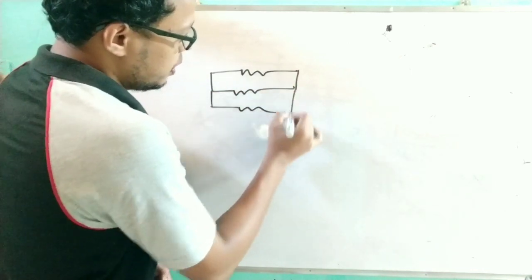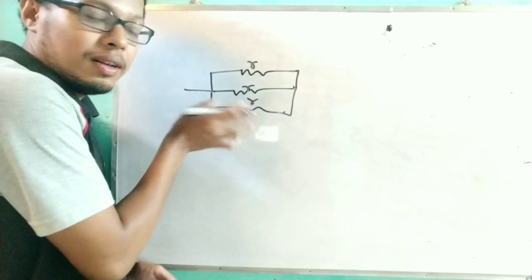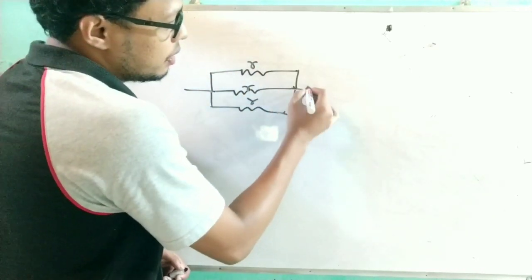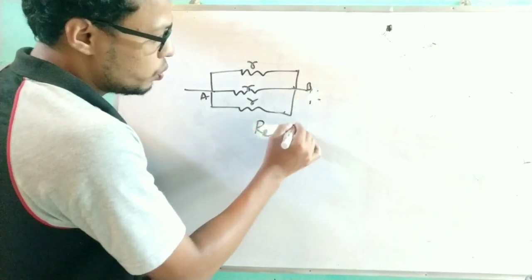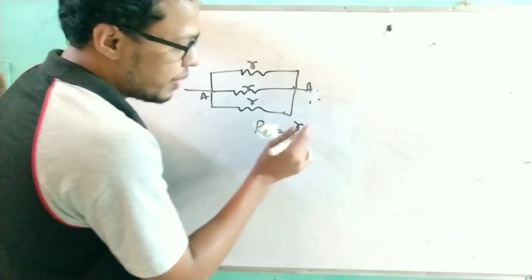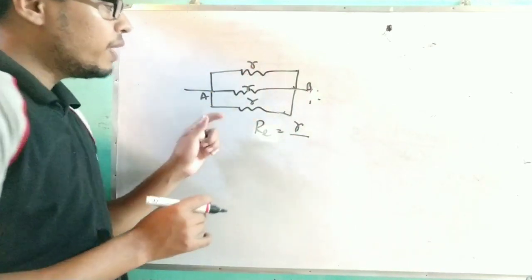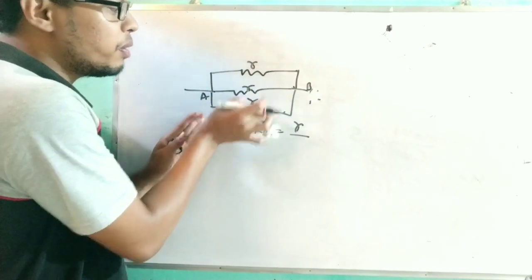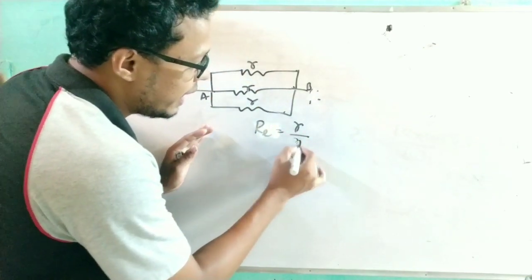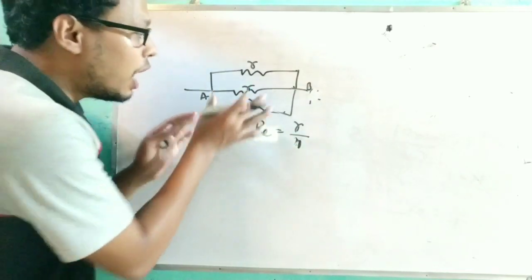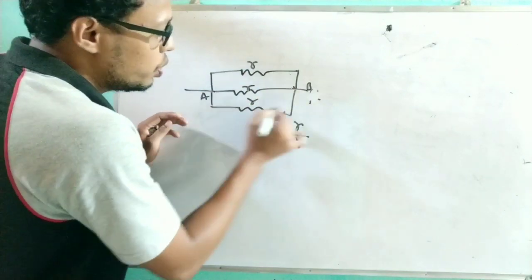Suppose this is R and R. All the values are equal. Suppose this is B and this is A. Then apply RE equals R, meaning the value of that resistance, divided by the number of resistors, which is now 3. Okay. Now you can write 3, the formula is N, but here N means how many connections are there. Here see 1, 2, 3.